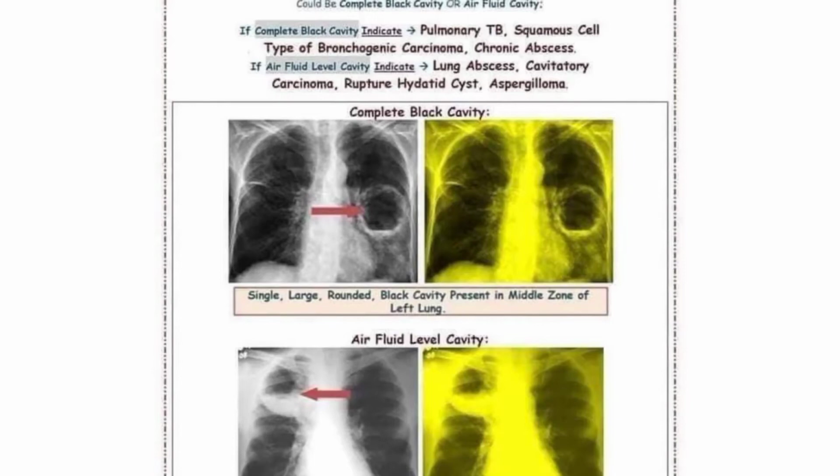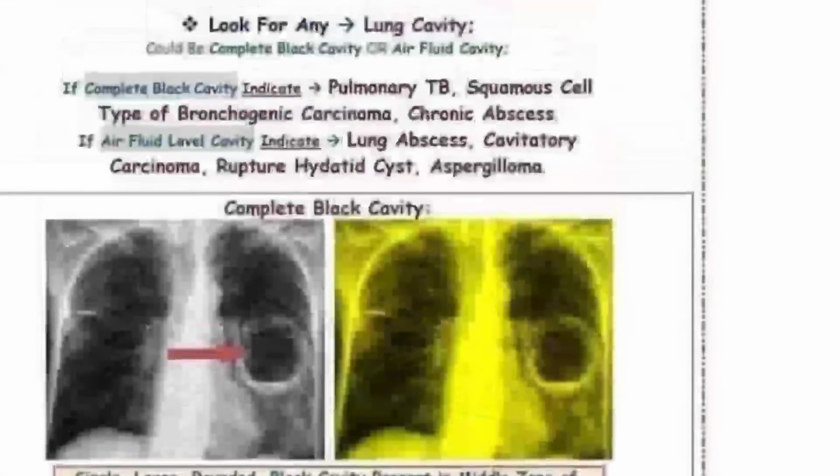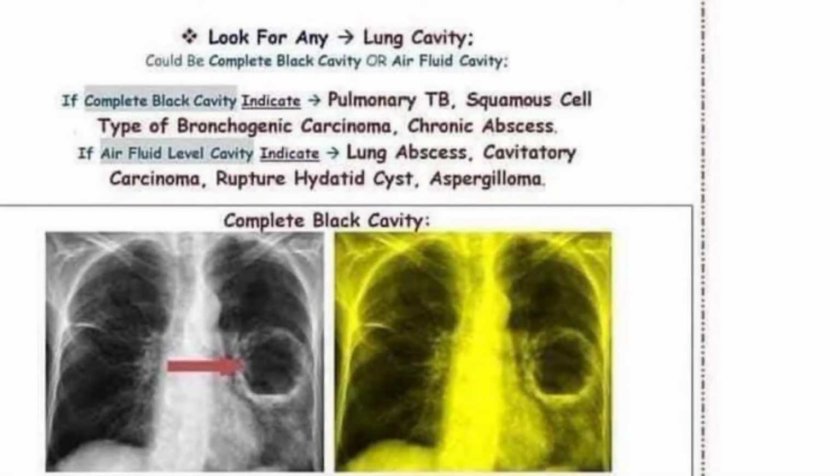Then another step: look for any cavity in the lung. Could be a complete black cavity or an air fluid cavity. A complete black cavity is the indicator for pulmonary TB, squamous cell carcinoma, chronic abscess. And when there is a fluid level, lung abscess, cavity carcinoma, ruptured heart disease, aspergilloma.